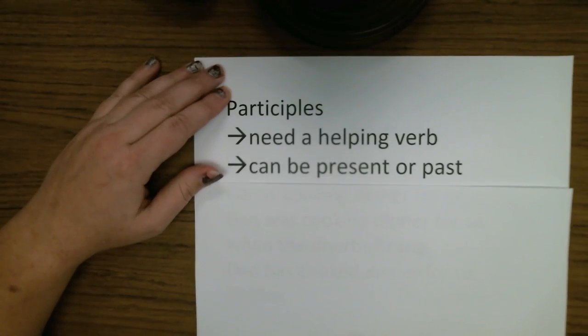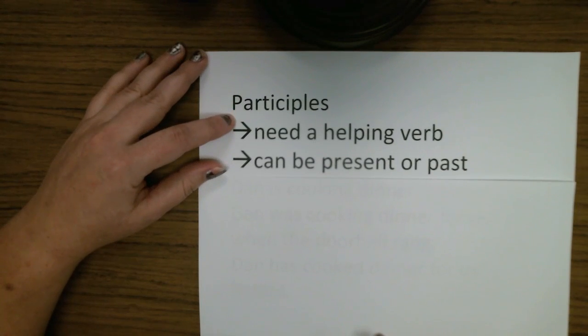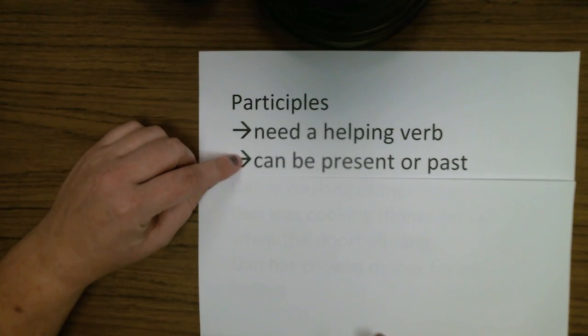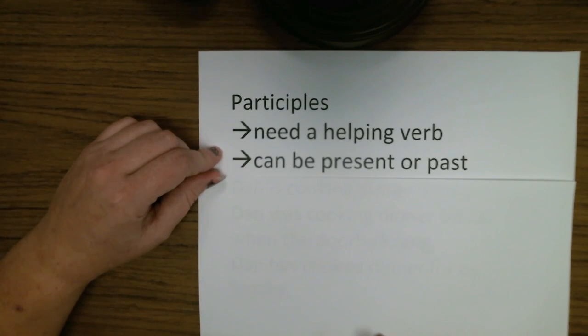Next topic here, participles. Participles are something that we've talked about in our making words lessons. They're something that we use all the time without thinking about them, but maybe we don't really know what they are. So to help us understand here, participles need a helping verb. They don't stand on their own, and the participle itself can be present or past. What can be confusing is that sometimes our participle can be the same as a past tense verb, but we'll look at some examples to clarify here.